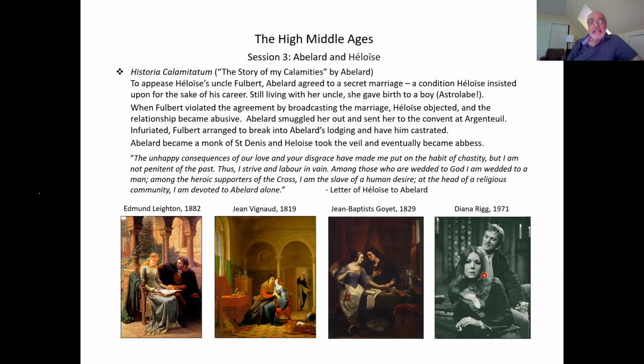So to appease, Héloïse has an uncle Fulbert, a nobleman. Abellard and Fulbert have agreed to a secret marriage because they're afraid that his being married when clerics had the leading teaching positions at the university would damage his career. And indeed, Héloïse says that the marriage should stay secret for the sake of Abelard's career. So she's still living with her uncle, but she's married.